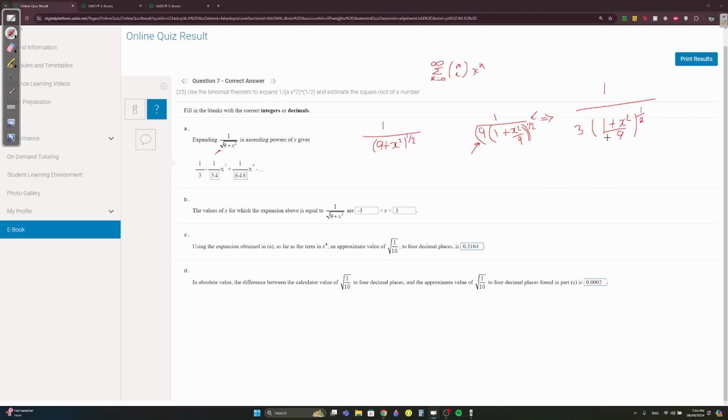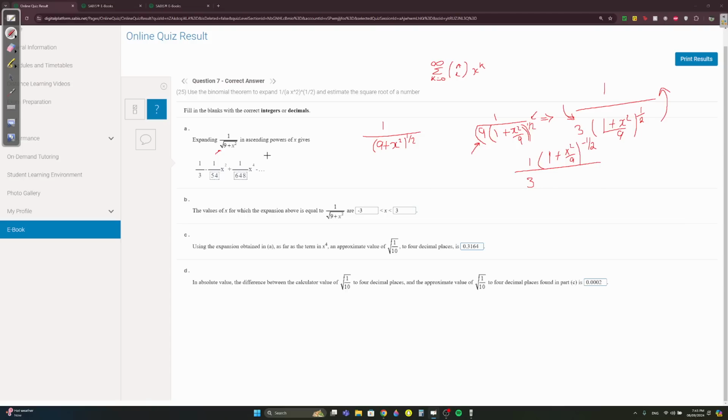No, you can't. Why can't you? Let me tell you why. Because it's in the denominator. Did we say you can apply it in the denominator? No. What do we have to do? Take it up. So it's going to become 1 over 3. The 3 stays down. I don't touch the 3. Okay, 1 plus x squared over 9 to the power of negative 1 over 2.